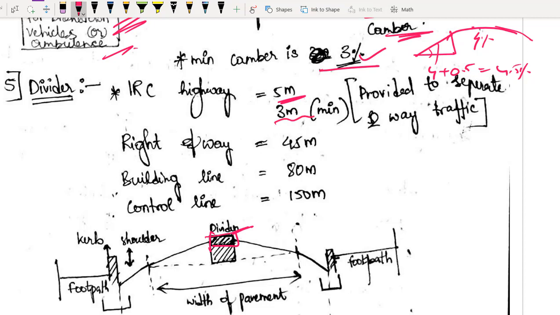Okay, minimum कितना है? 3 meters. It is provided to separate two-way traffic. Remember, divider is provided to separate two-way traffic, and minimum आपको रखना है 3 meters. Generally we keep 5 meters. Okay, generally 5 meters रखते हैं, minimum 3 meter रखना है, even in the worst case. I hope it is clear for you.